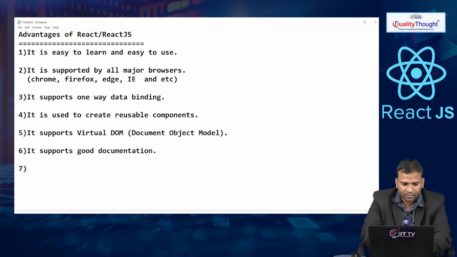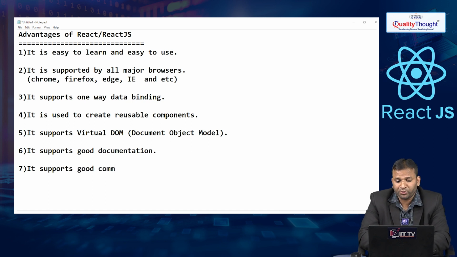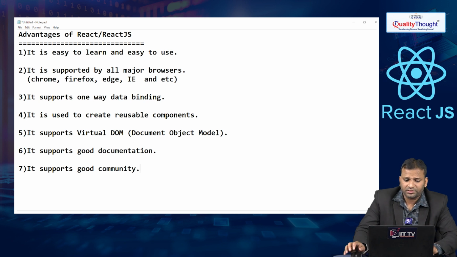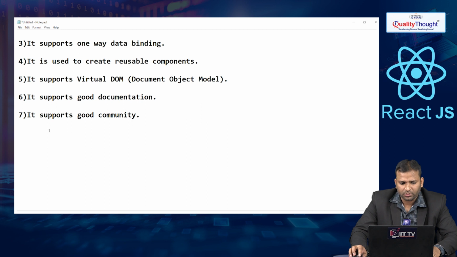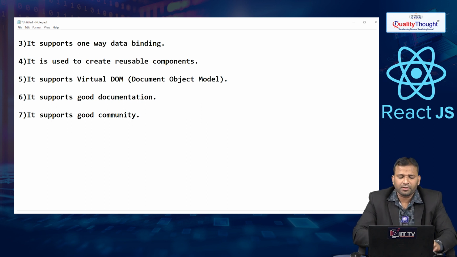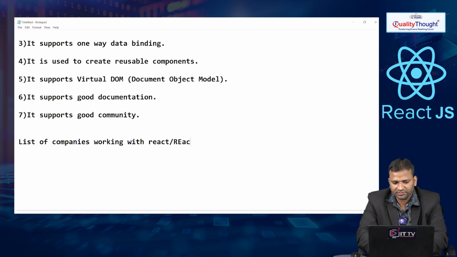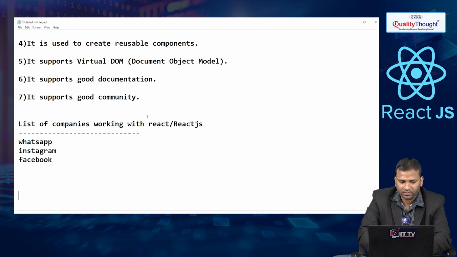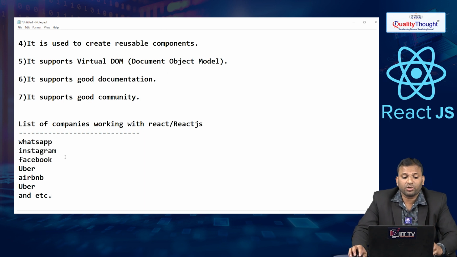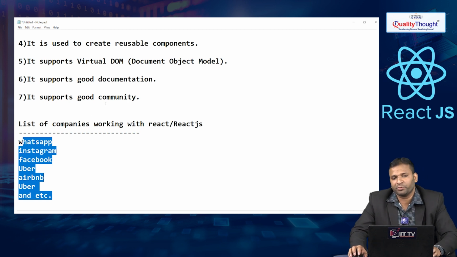And one more thing, it supports good community support. Community means the majority of the companies are working with React, guys. Let me give you a list of companies working with React, or ReactJS. We have WhatsApp, Instagram, Facebook, Uber, Airbnb, and so on. Many more companies are working with React. That's why we say good community support.